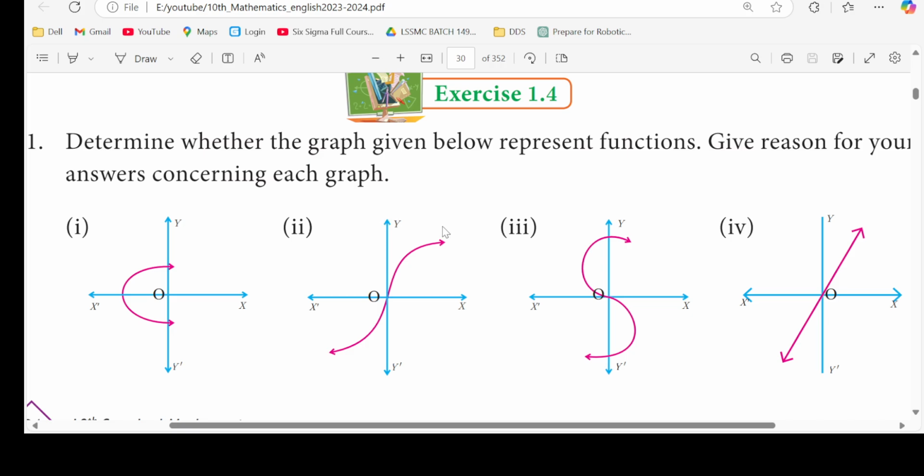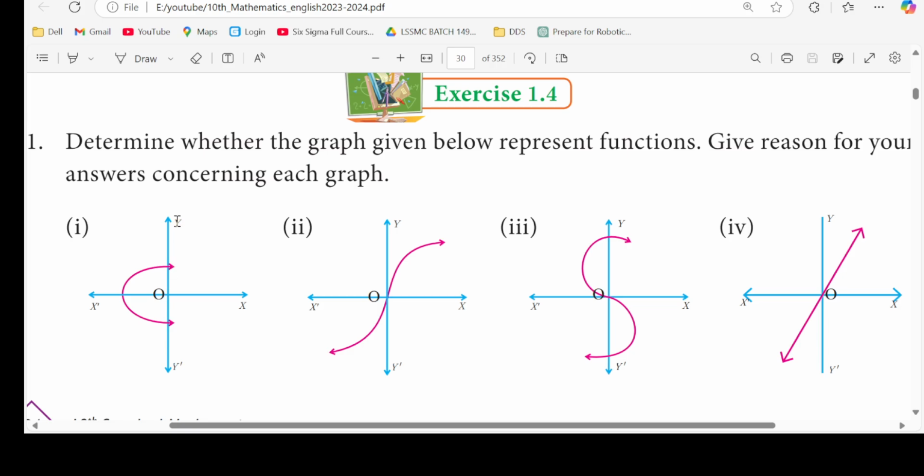So if you know that concept, if you know the previous problem, you'll be able to solve this problem easily. So here we have to check whether each and every graph is a function or not. We were given 4 graphs. We have to check whether each graph is a function or not.